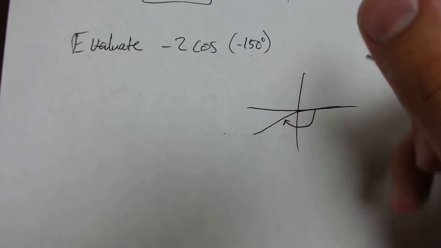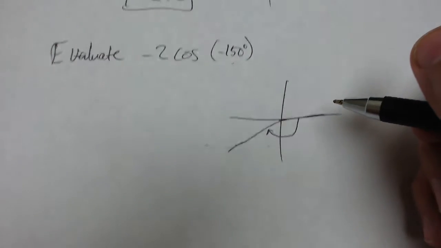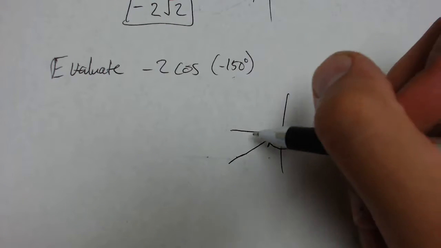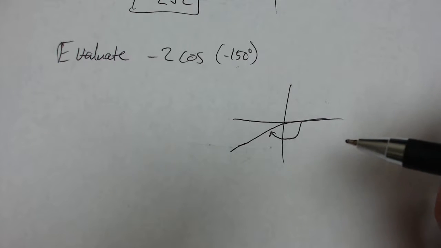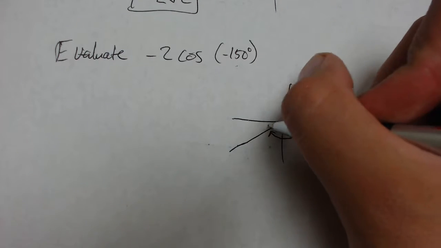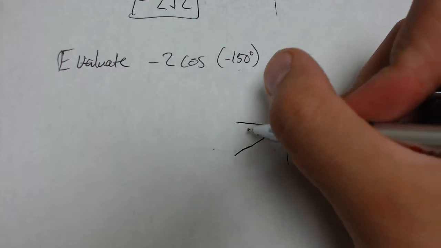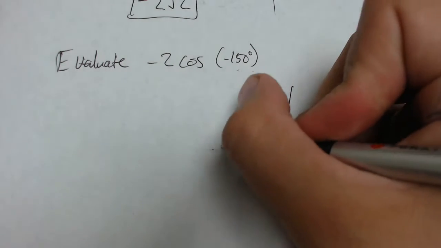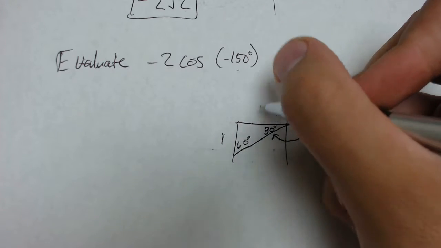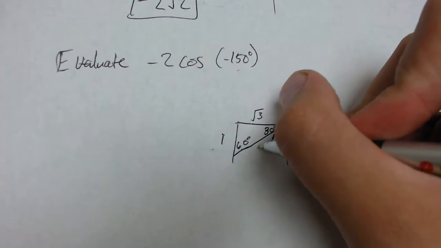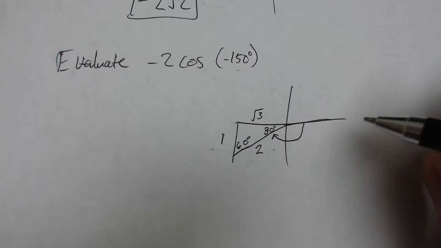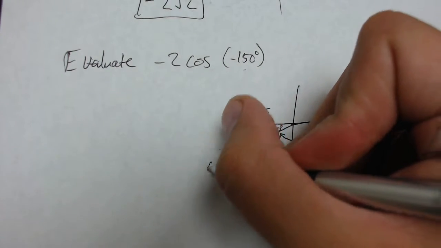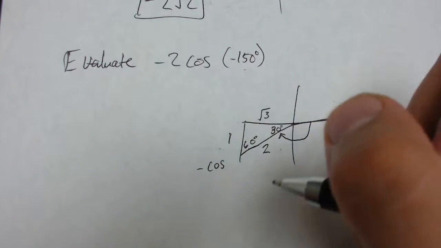150. All right, that gives me a 30, 60, 90 triangle because the distance from 150 to 180 is 30 degrees. From here, I remember that the short side opposite of 30 is a length of 1, the side opposite of 60 is square root 3, and the hypotenuse is 2. Now I can go ahead and start working. Also, in the third quadrant, tangent is positive, which means cosine is going to be negative.